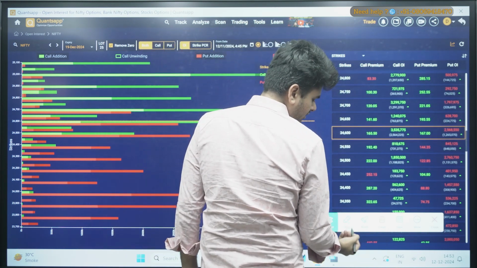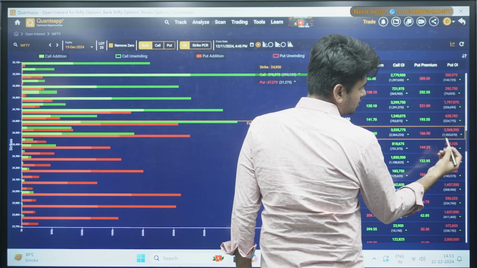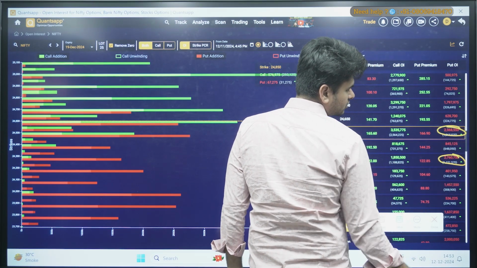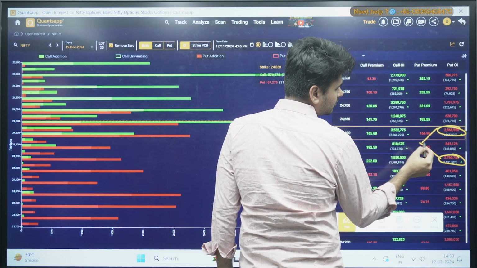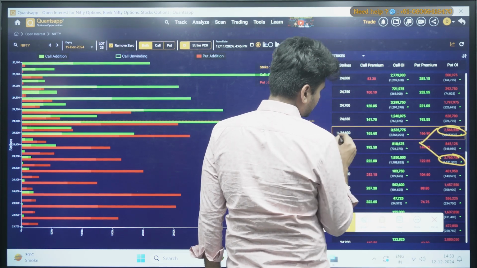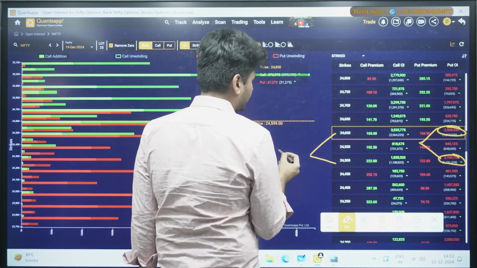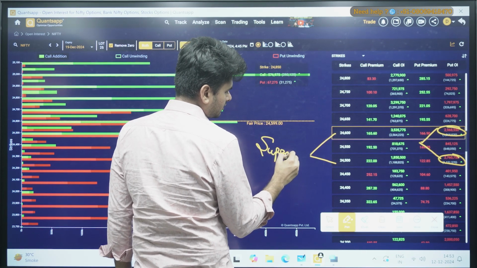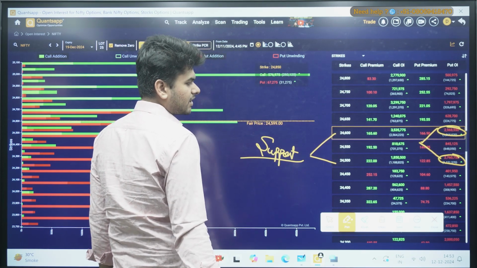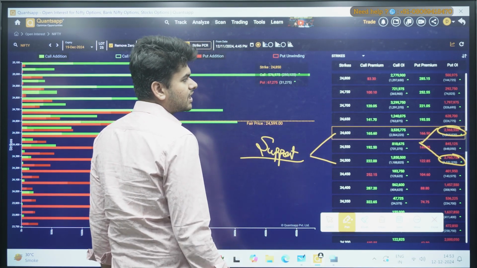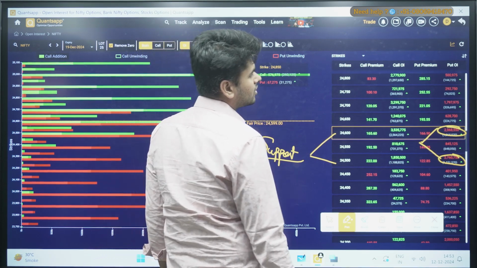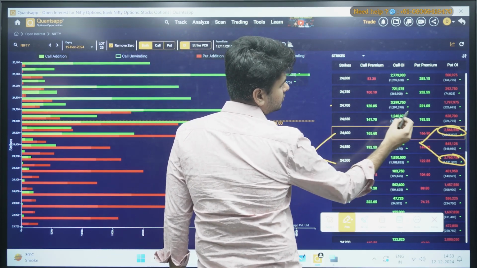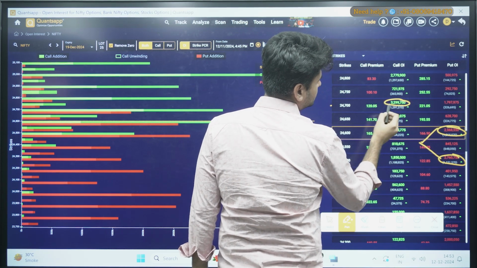If you see your put positions, there are 25 lakh positions here and 27 lakh positions here. So these two are the key supports. The key support levels are around 24,600 and 24,500, identified by the open interest levels. And on the resistance side, 24,700 is still acting as a good resistance, with almost 32 lakh positions.